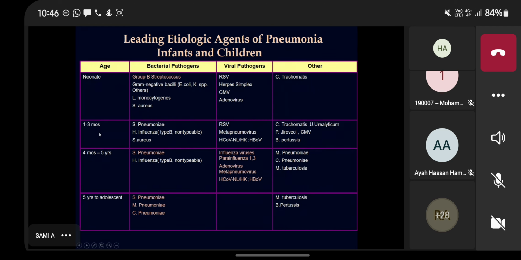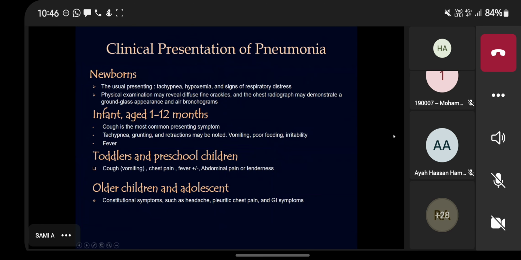As you get older, you can see here from 1 month to even adolescent, streptococcus pneumonia in the lead. For children 4 months to 5 years, you would see significant increase in viruses causing pneumonia. From 5 years, you have to keep in your mind the atypical mycoplasma and chlamydia pneumonia, and then in older children is the same. Keep in mind the atypical. It's very important to keep in mind pertussis because we know that the vaccine are not optimal, and also mycobacteria, TB, and this is you can get it from the history of exposure.